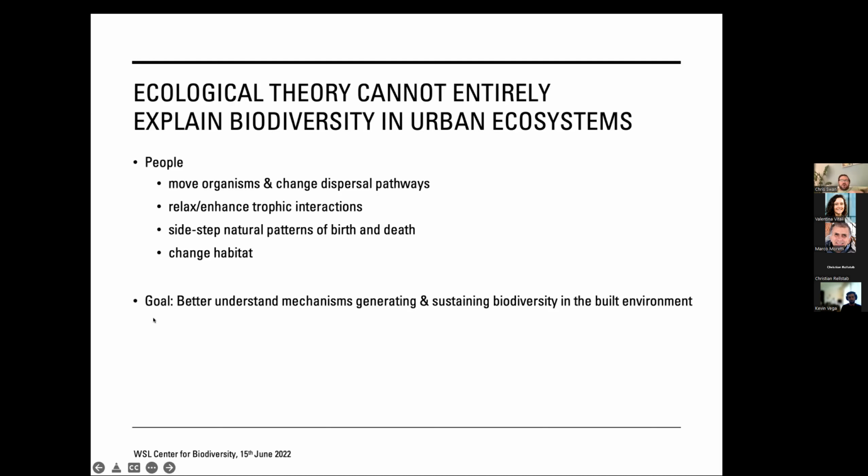So the goal for urban ecologists is to better understand the mechanisms generating and sustaining biodiversity in the built environment. I want to highlight mechanisms here, which is hard. Lots and lots of work right now has described patterns, and there are some conceptual models, and some good ones. My colleagues and I have come up with a few. There are some other ones floating around, and they're good. But I don't think that many have come up with good mechanisms, or at least tested the mechanisms.